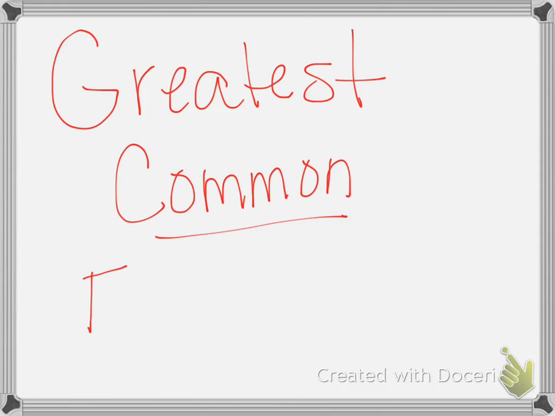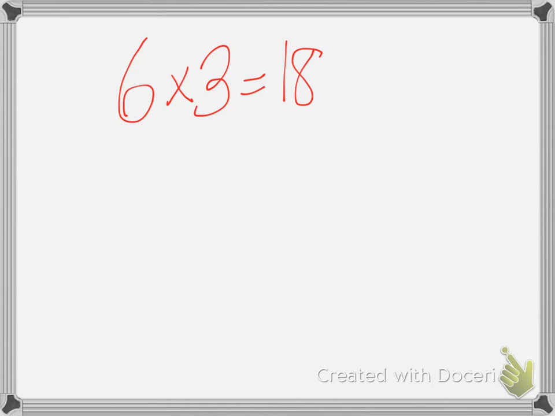And a factor. Well, what is a factor? Remember that a factor is going to be a number that you multiply to another number to get a product. So in this case, 6 times 3 equals 18. Both of these are factors.